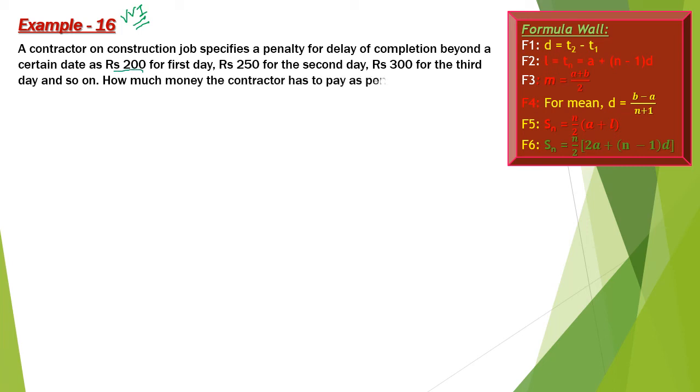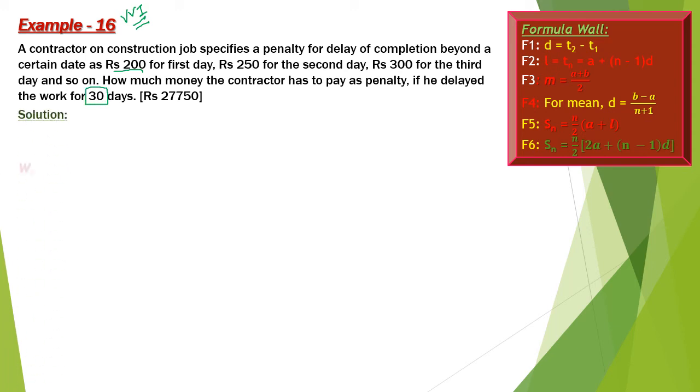But if the additional days increase, it goes to 32 days, then he has to pay 50 rupees more the next day, that is 250. In the same way, on the third day he has to pay 300 rupees, the fourth day 350, the pattern increases in that way. Now, if he has delayed the work for 30 days, how much total amount does he have to pay as a penalty?